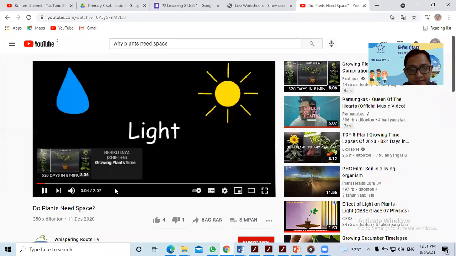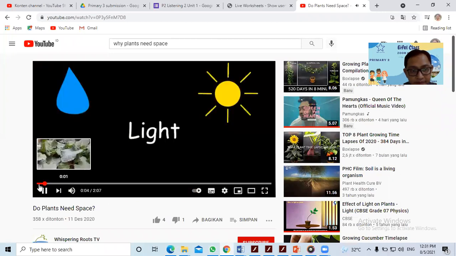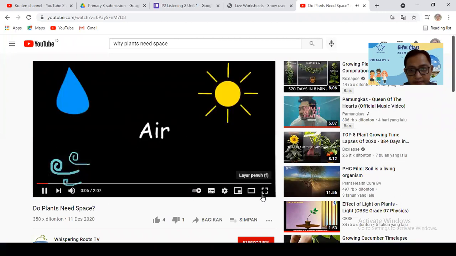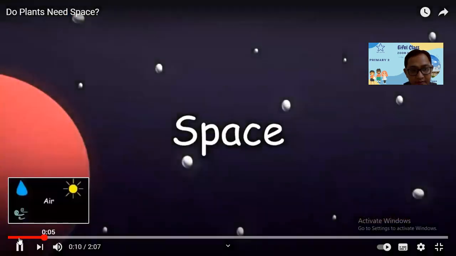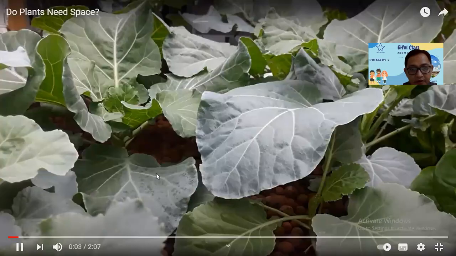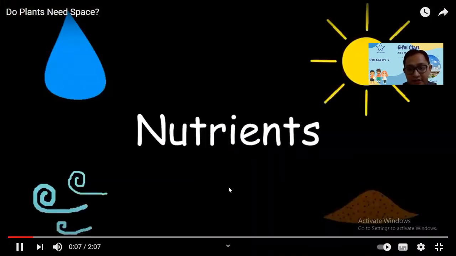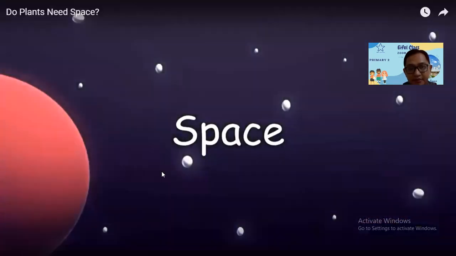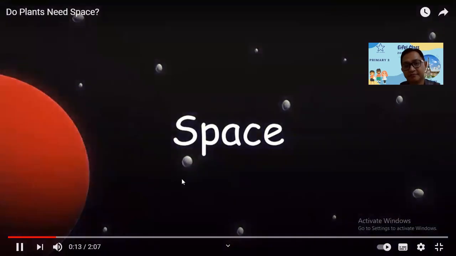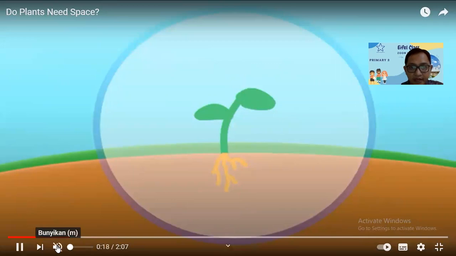Plants need a few things in order to live, such as water, light, air, and nutrients. One other thing that they need is space. Space. I don't mean the kind of space as in outer space, where all the planets and aliens are, but the kind of space that gives them room to grow.